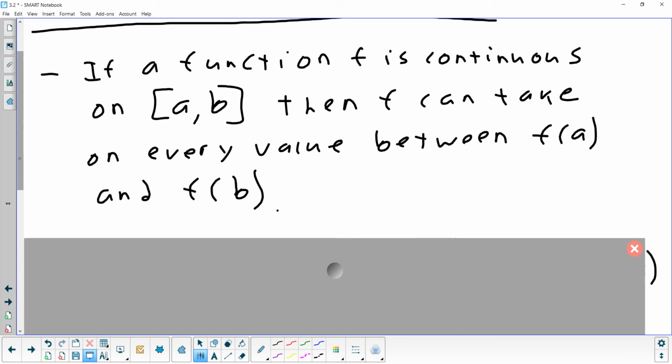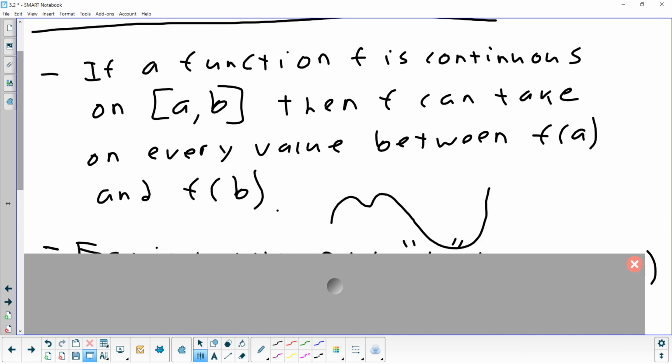Let's draw that out as a picture. Let's say we had something like this. This is A, this is B. So what I'm guaranteeing you by saying all of this is, let's say that this y value was up at 2, and this y value was up at 5. I guarantee you, you're going to go through every y value between 2 and 5 at some point. You might even do a little bit more.